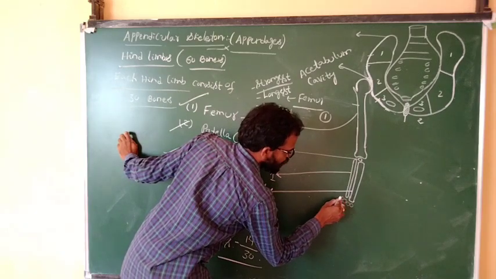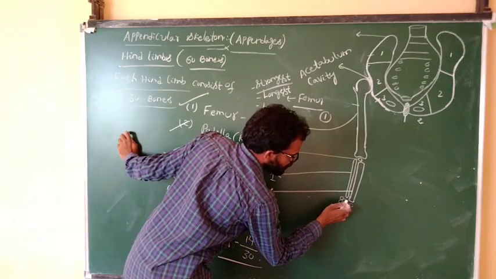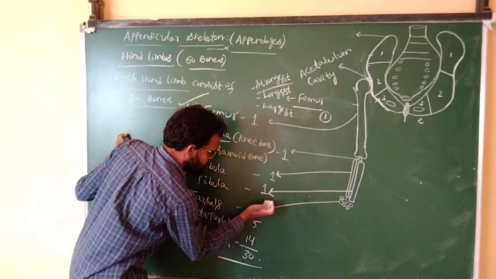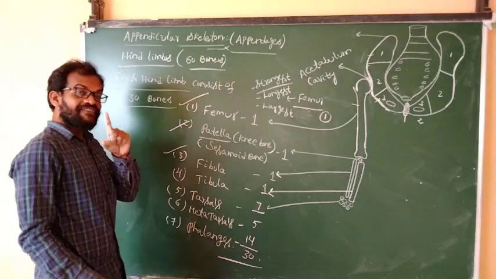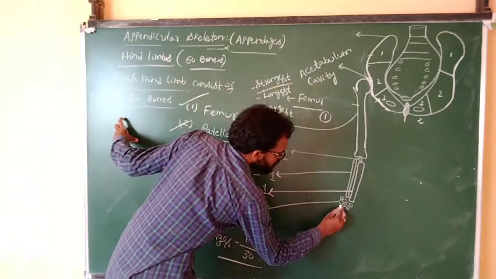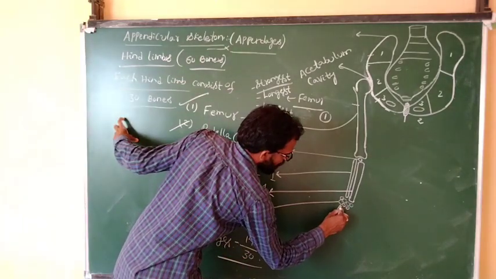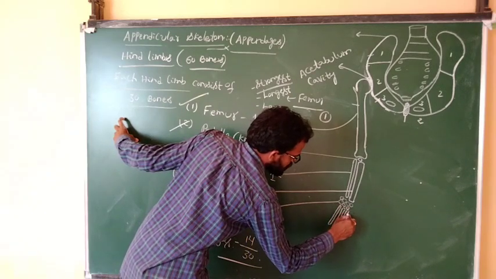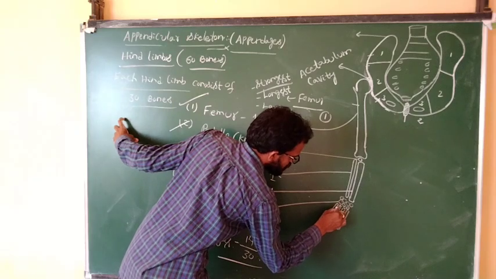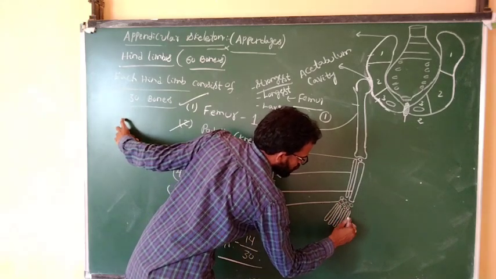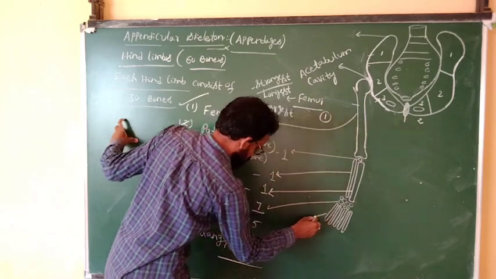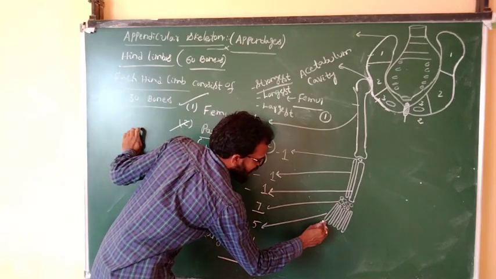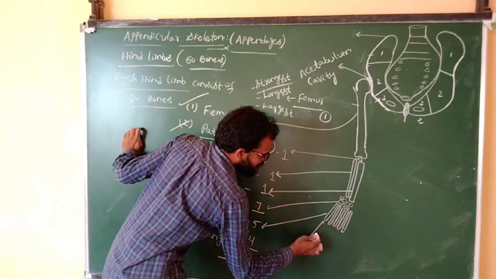How many tarsals? Only 7 tarsals: 3, 4, 5, 6, 7. 7 tarsals are present. Next one, metatarsals. What is the name? Metatarsals. How many metatarsals? 5 metatarsals. Next one, phalanges. How many phalanges?